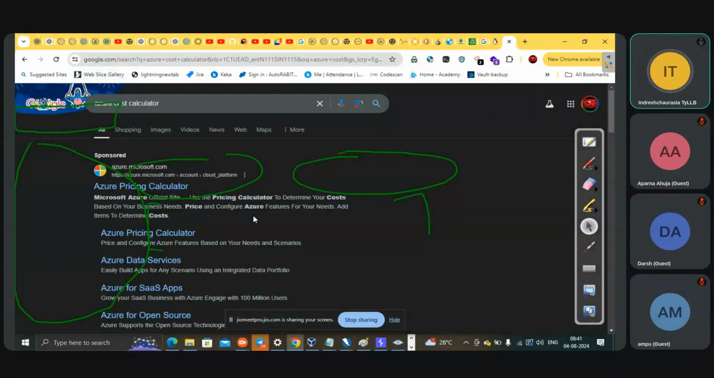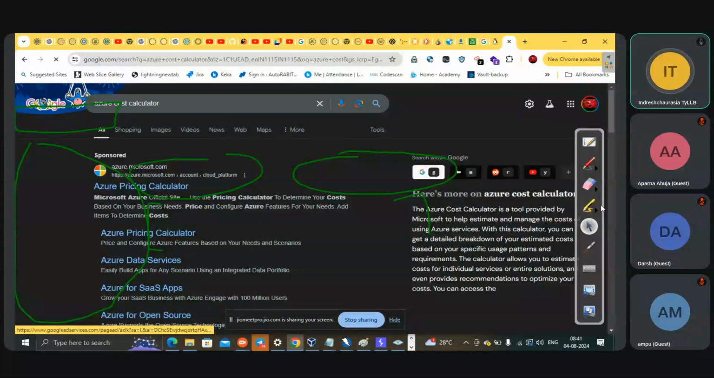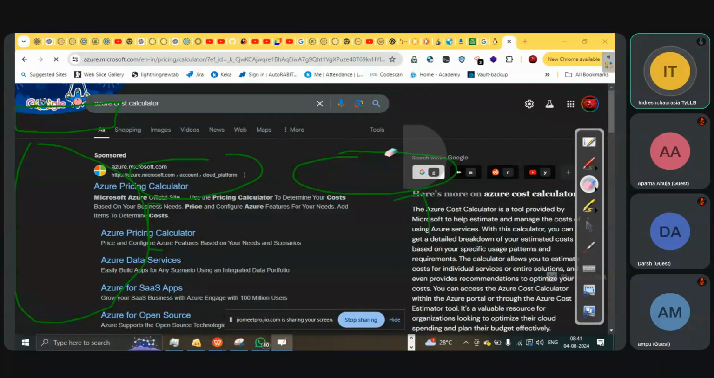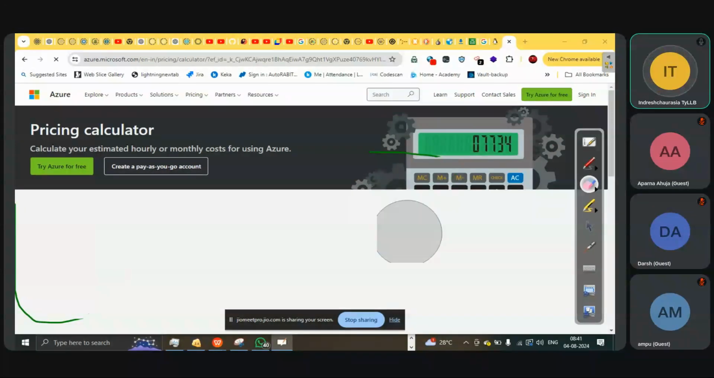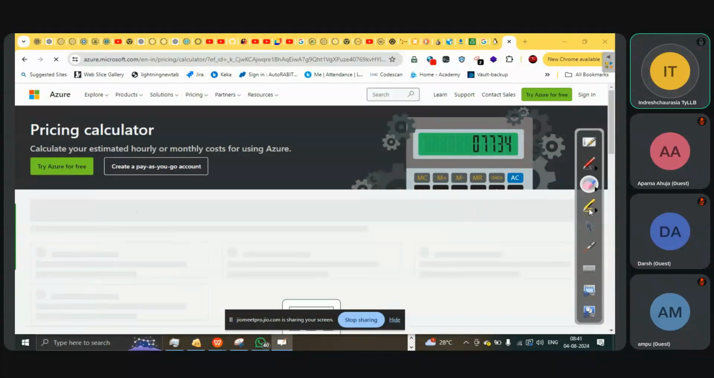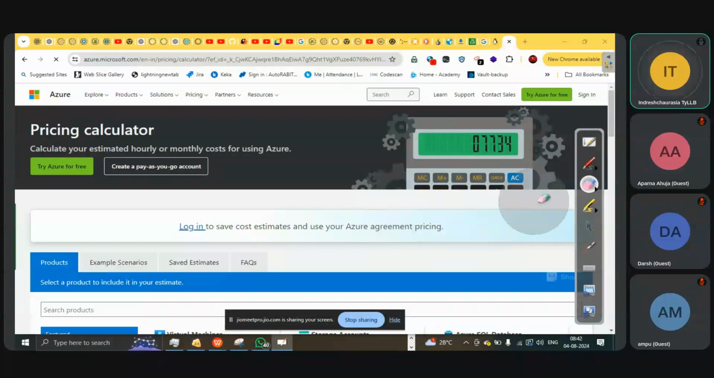To solve this, AWS, or Amazon, has given us this cost calculator. Before setting up any server or application, you can calculate your cost with this cost management tool. This is a portal.